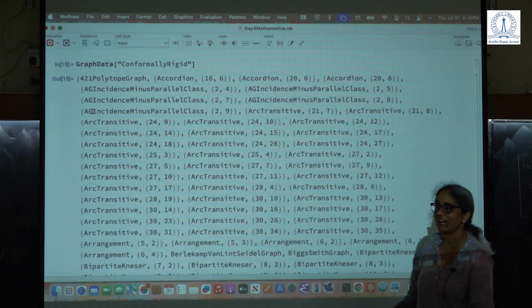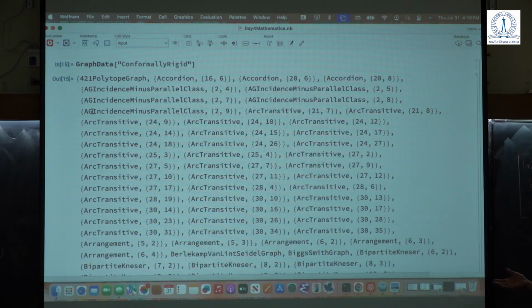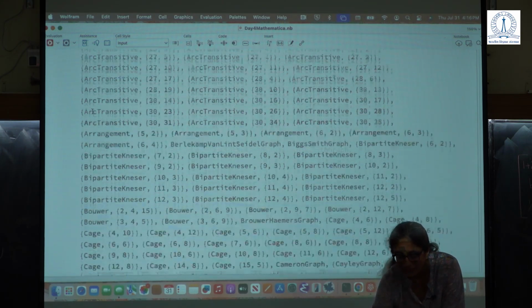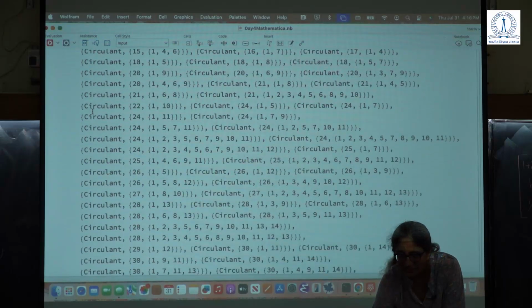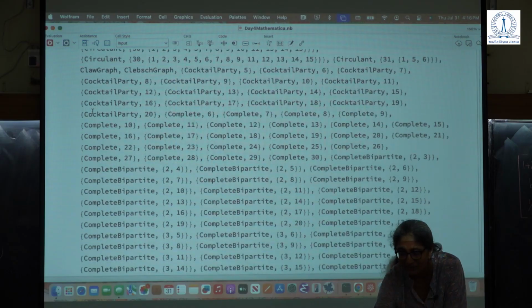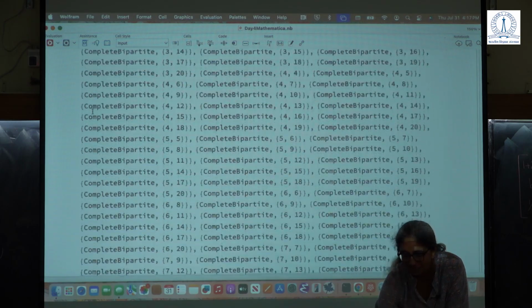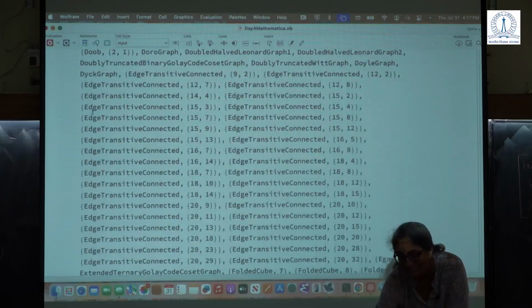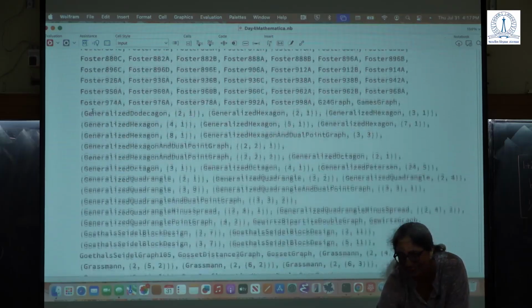So Mathematica now has an entire class called conformally rigid, okay? This is from our paper from last year. And the people at Mathematica now have it inside graph data. So these graphs are all conformally rigid, okay? It will be somewhere down here. So there it goes. There's a lot of graphs that are conformally rigid. They're complete, and it won't be all completes, it'll be some of them. Complete bipartite. We were very thrilled to see that they actually put this inside graph data. So all these graphs are conformally rigid.